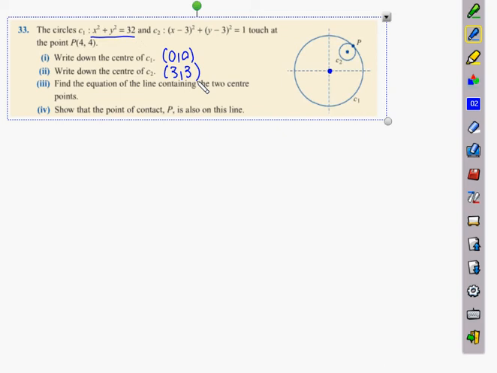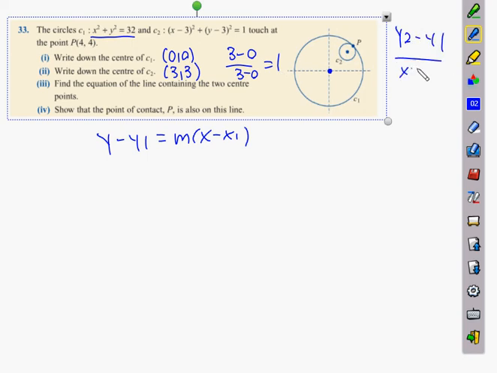Find the equation of the line containing the two centre points. So, equation of a line that contains both points. Well, we do y minus y1 equals m bracket x minus x1. Then you get slope of 3 minus 0 over 3 minus 0 equals 1. That's y2 minus y1 over x2 minus x1. M is equal to 1. I'll use 0, 0, so y minus 0 equals 1 into x minus 0. Formula is y equals x.